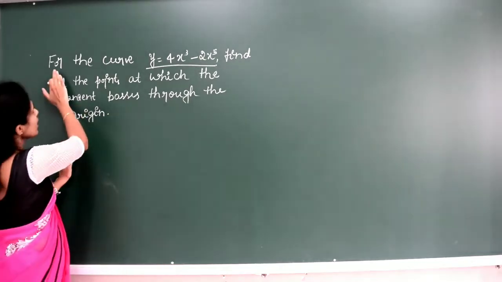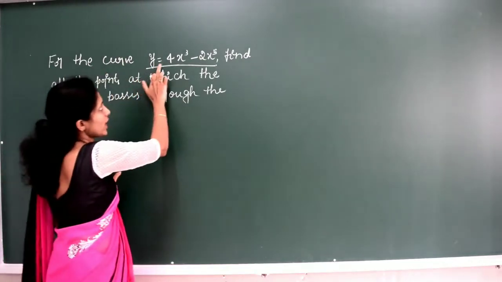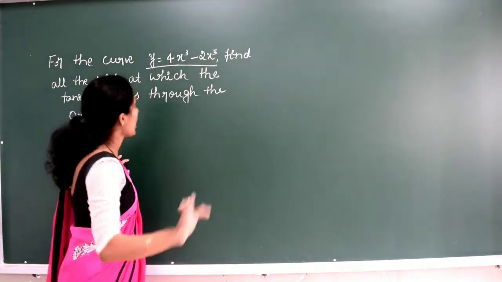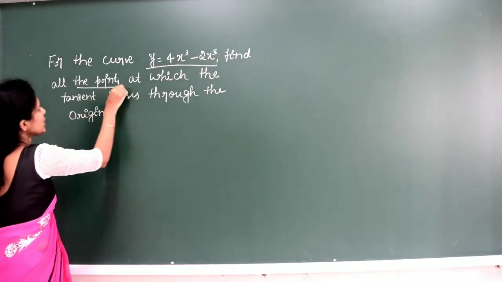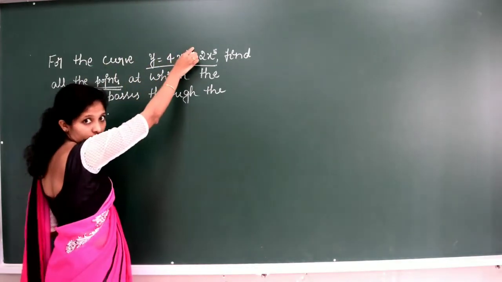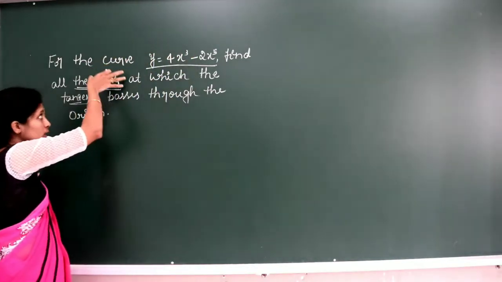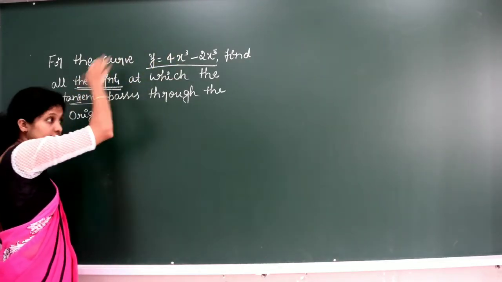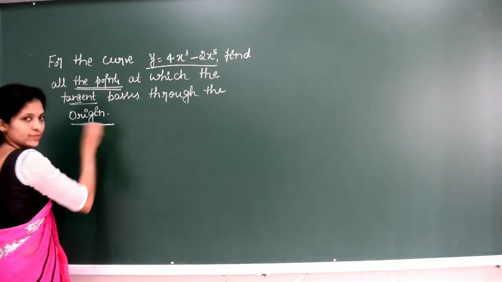Read this question. The curve is given: y is equal to 4x cube minus 2x to the power 5. What you have to find? All the points. You need to find the points at which the tangent to this curve passes through the origin. Is it clear? You have to find all the points on this curve whose tangent passes through the origin.